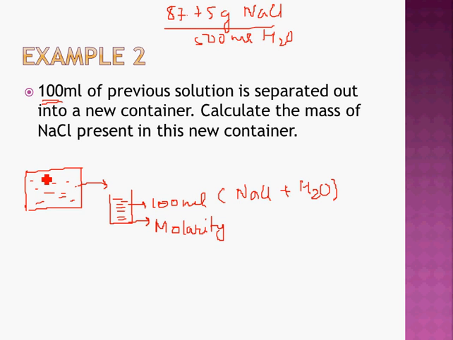How do I know that? From the previous question. In the previous question I calculated that the molarity of this solution is 3 molar, and we know that we are only talking about homogeneous solutions. That is, every part, every nook and corner of this container will have 3 molar solution. So even if I separate out 100 ml from this 500 ml into a new container, the molarity won't change. That is why homogeneous solutions are so important. Once we calculate their molarity, we can transfer them as many times as we like.